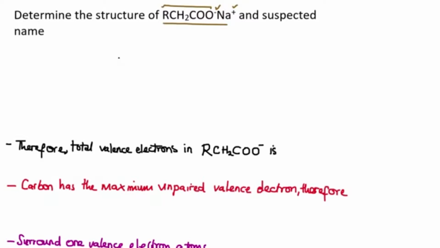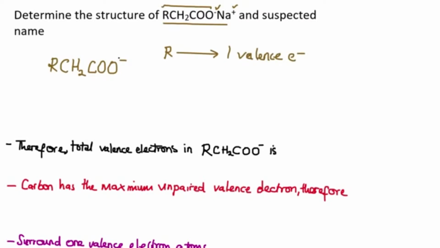So first off, looking at this target compound with the R group possibly attached to a CH2, and the CH2 is attached to a carbon, which is attached to an oxygen and another oxygen with a negative charge right there. So based on this, we need to take into account the total valence electrons that are involved in bonding. Now first off, we know that an R group would contribute one valence electron to the overall compound structure.